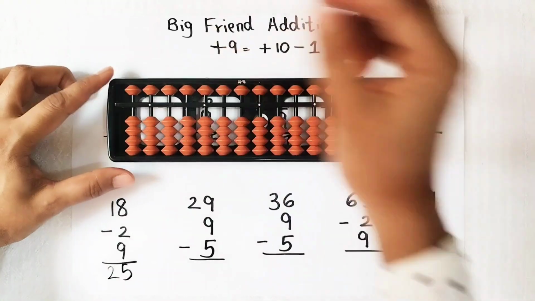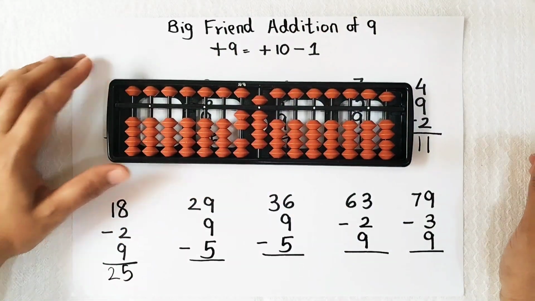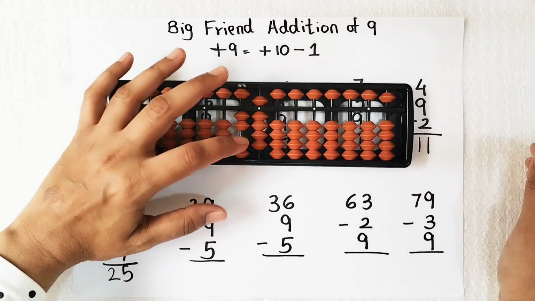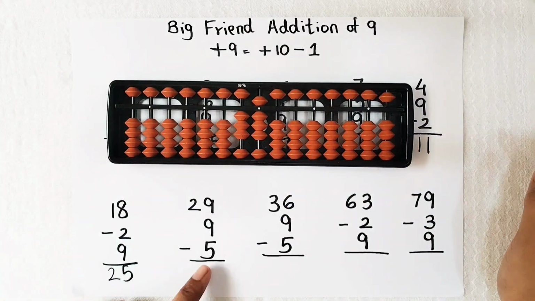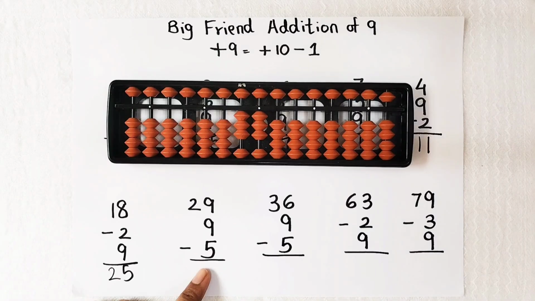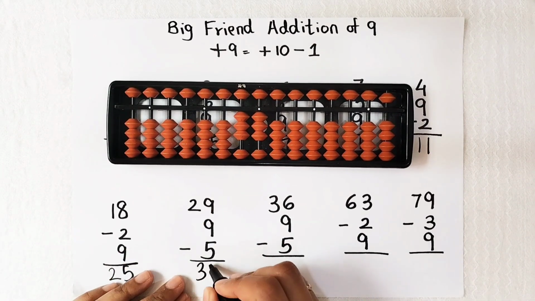Next one. 29. Add 9. Again, the formula. Add the 10 less 1. Less 5. We can do it directly. So my answer is 33.